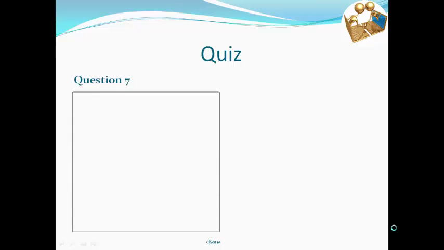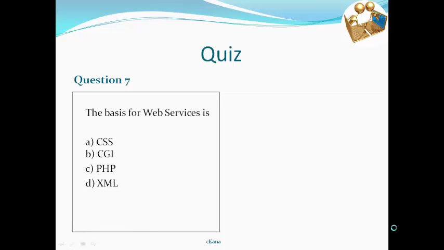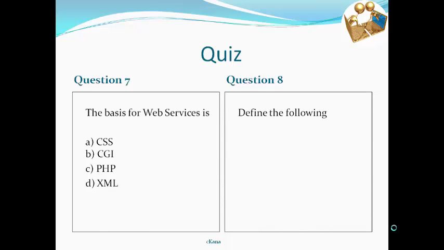Question 7. The basis for web services is A. CSS, B. CGI, C. PHP, or D. XML. Question 8. Define the following: SOAP, web services, XML.